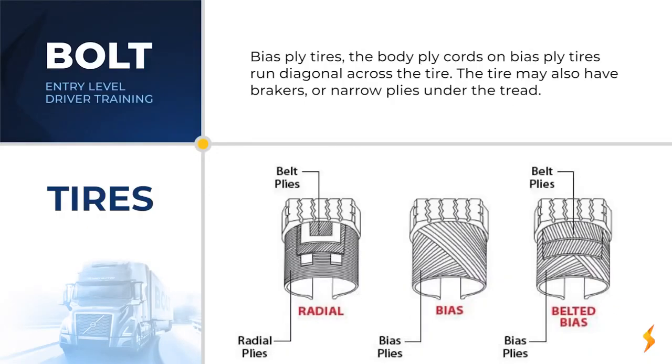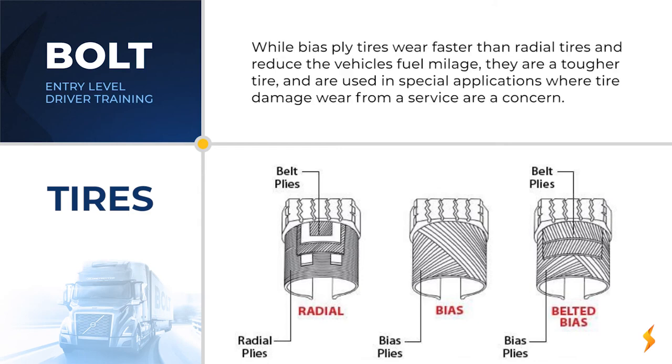Bias ply tires. The body ply cords on bias ply tires run diagonal across the tire. The tire may also have breakers or narrow plies under the tread. While bias ply tires wear faster than radial tires and reduce the vehicle's fuel mileage, they are a tougher tire and are used in special applications where tire damage or wear from severe service are a concern.